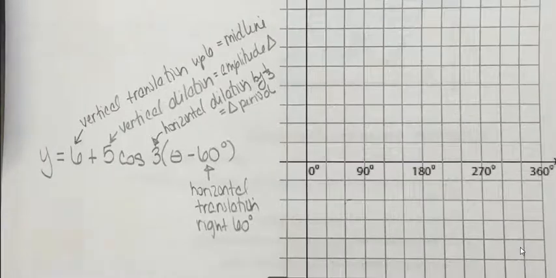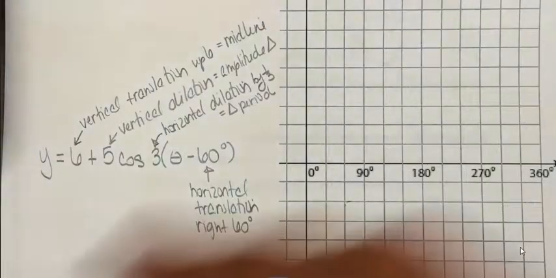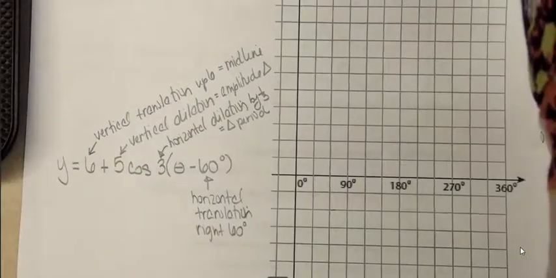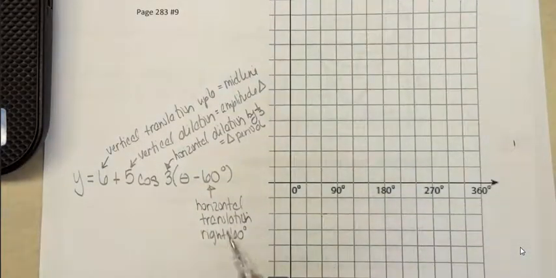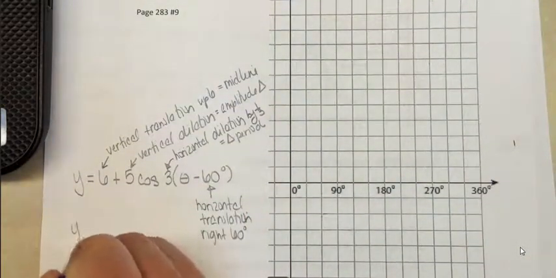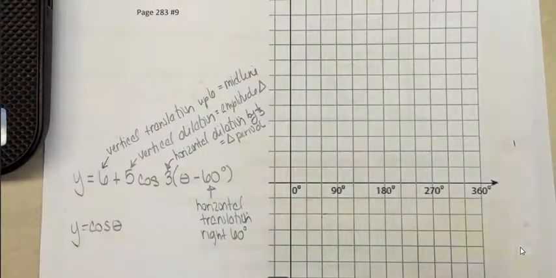Okay, so I am going to use a few different colors here. It looks like we have 4 different things happening. I'm also going to want to do the parent graph on this. Let me see if I can zoom out so you have a better view. I know that my parent graph is y equals cosine of theta. That's my parent graph.